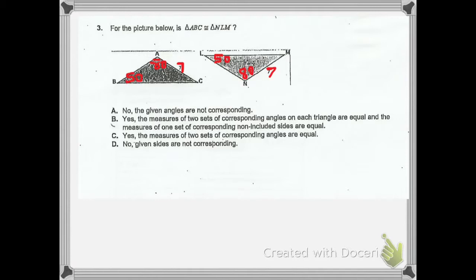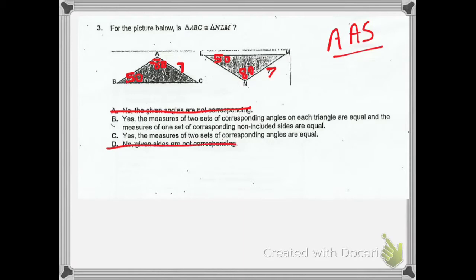Number 3, for the picture below is triangle ABC congruent to triangle NLM. And I look and I see in the picture, and the marks weren't good on the exam, but I notice I have 2 angles in triangle ABC congruent to 2 angles in triangle NLM. And I also have a side. So I would say those are congruent by angle, angle, side. That's one of our theorems. So I could eliminate answer choice A and answer choice D.